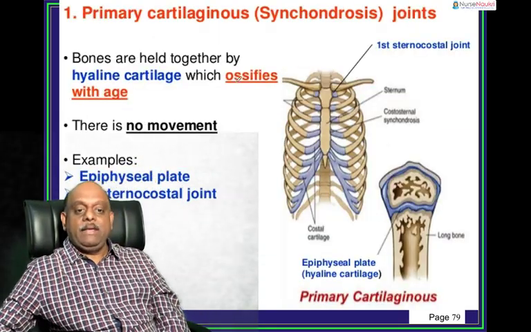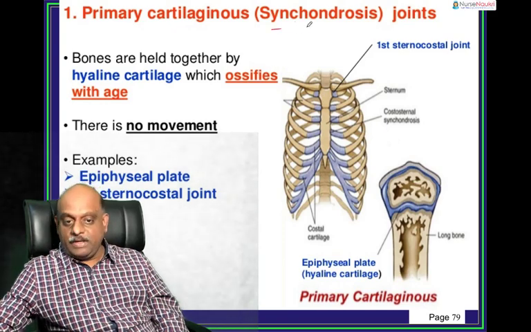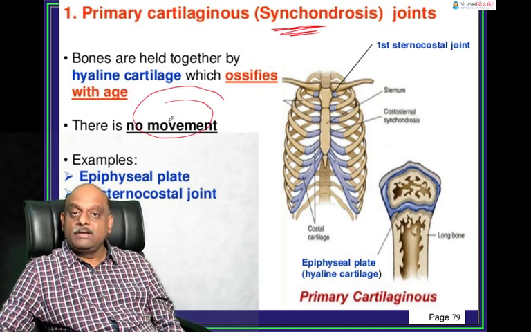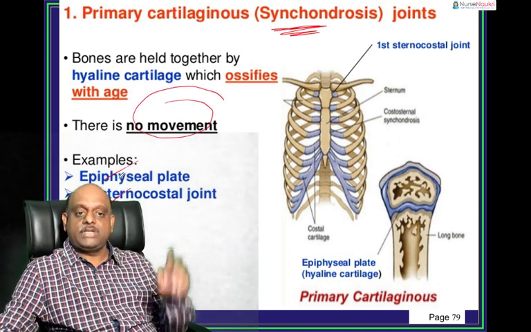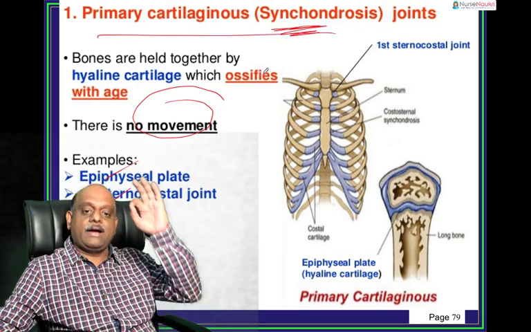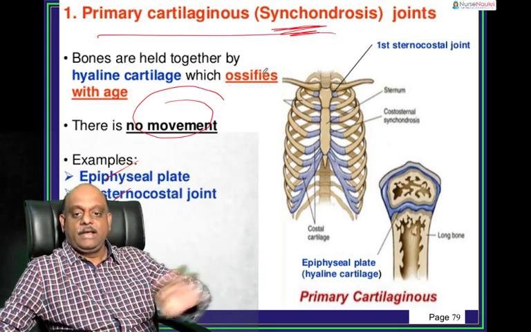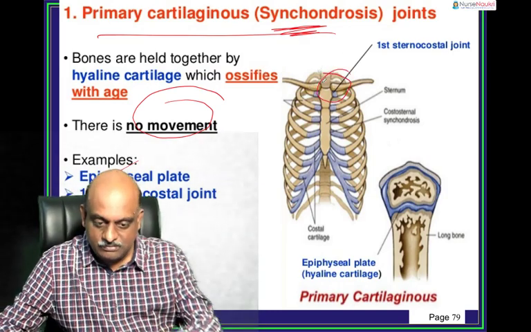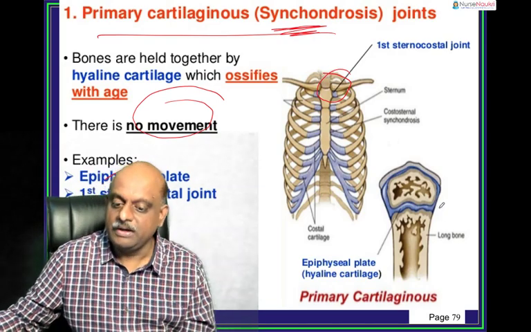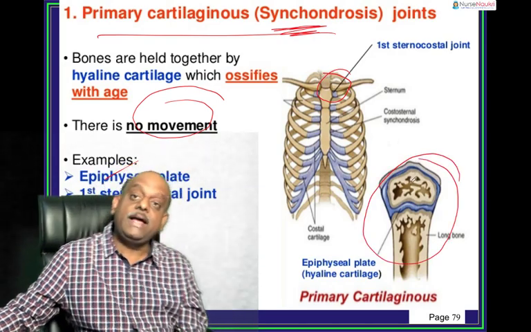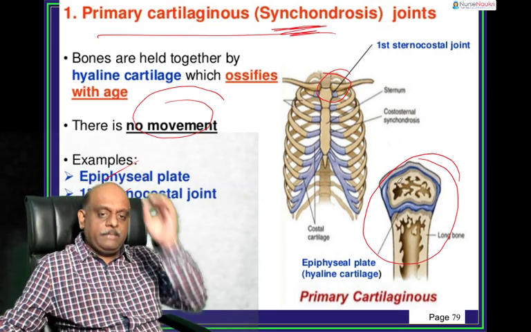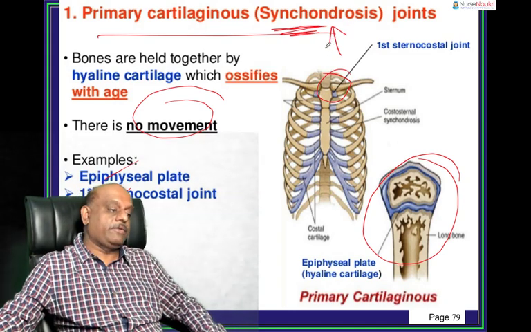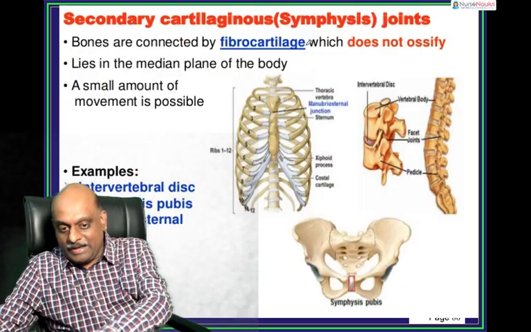So in the primary cartilaginous joints, doctor, there is a synchondrosis. 1-2 comments about each of them. There is no movement. Epiphyseal plate and first sternocostal joint are the examples of the primary cartilaginous synchondrosis. The best example is first sternocostal joint. Lot of times this question was asked. Similarly, the epiphyseal plate with its hyaline cartilage is an example of primary cartilaginous. Primary cartilaginous का दूसरा नाम synchondrosis is what you have to ultimately remember.